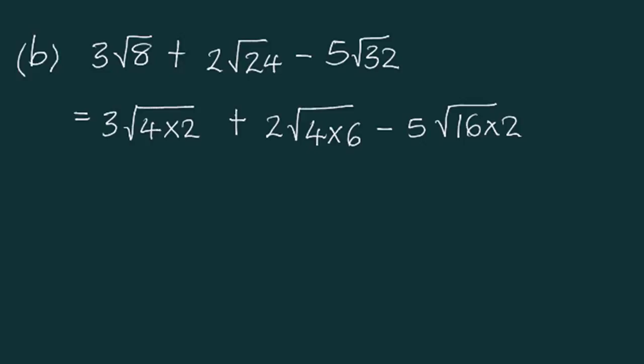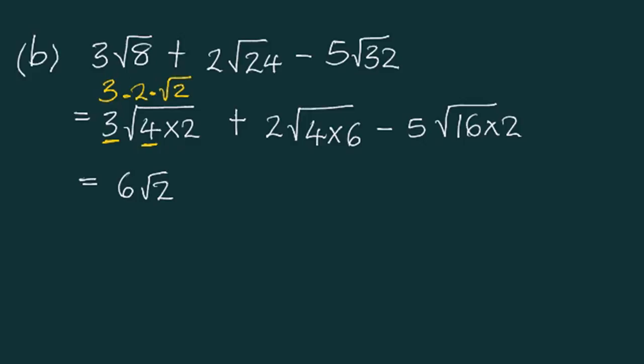So with 3 root 4 multiplied by 2 here, these are separate square roots of 4 and of 2, but the square root of 4 is 2. So we multiply 2 times 3 and we get 6 root 2. What's happening here is we've got our 3 and it's multiplying the square root of 4, which is 2, and it's multiplying the square root of 2, which remains the square root of 2. So 3 times 2, that's 6, and 6 times root 2, we get our 6 root 2.